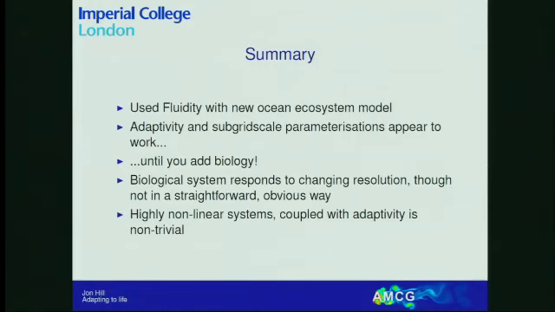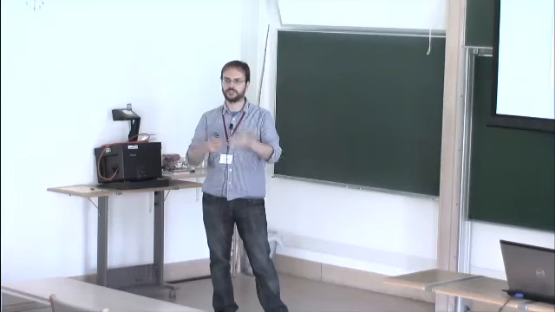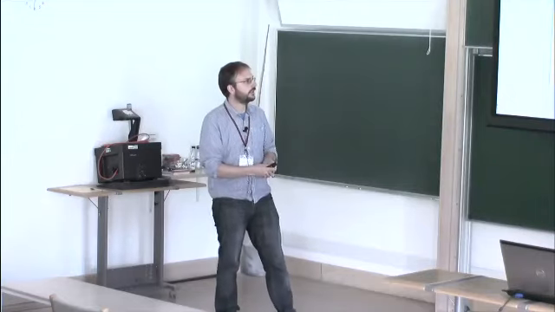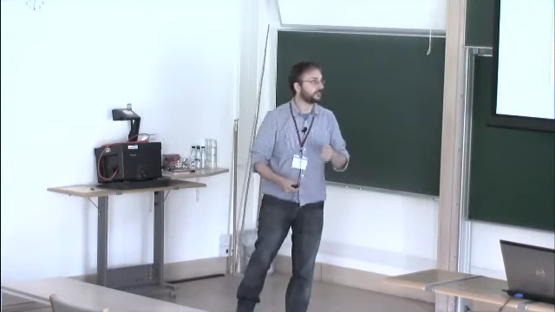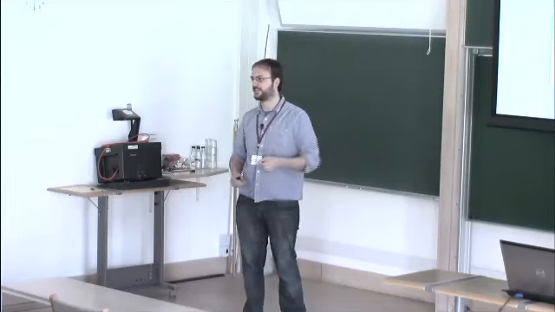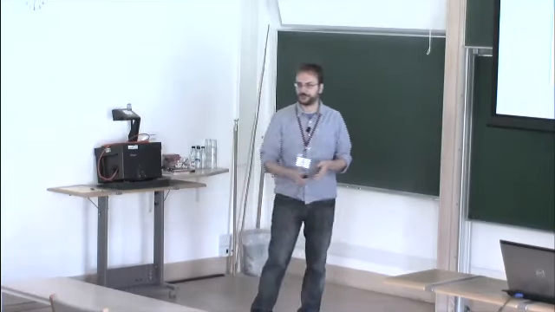And biological ecosystem models in the ocean respond to resolution, both temporal and spatial, but not in a very straightforward and obvious way. I'm really interested in trying to figure out how we can quantify what kind of error we expect at a certain resolution in our model. Basically, I'm trying to couple highly nonlinear systems with adaptivity, and obviously I found this is non-trivial, which is not really a surprise, but there you go. Thank you.